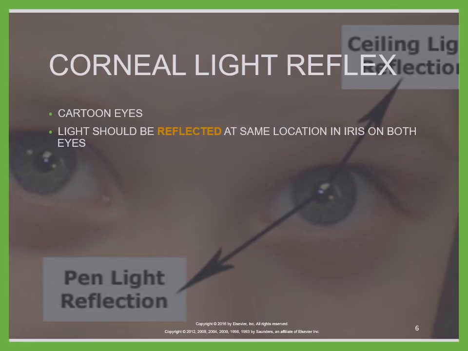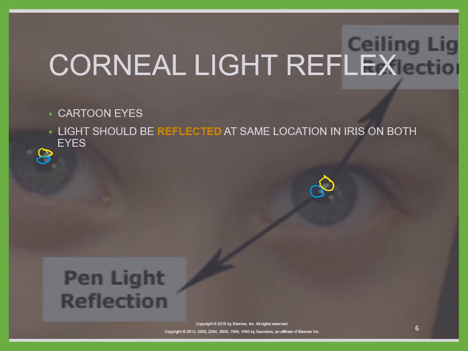The corneal light reflex, also referred to as cartoon eyes, indicates that the eyes are pointed in the same direction and that both of the globes or eyeballs have equal amounts of pressure. Normal corneal light reflex: light should be reflected in both eyes at the same location on the iris. So you can see in this picture that the ceiling light is reflected here on both eyes, and then the pen light from the examiner is reflected here.